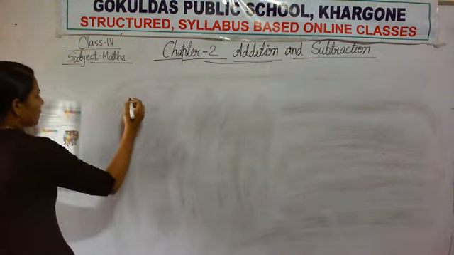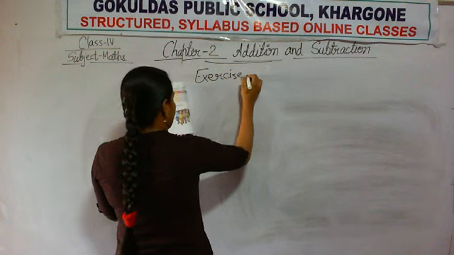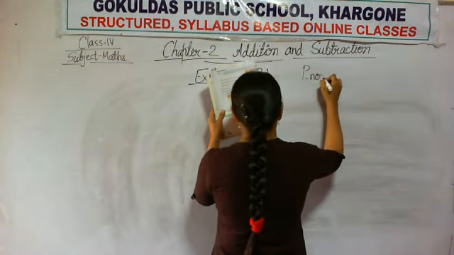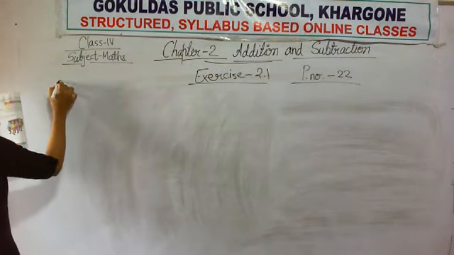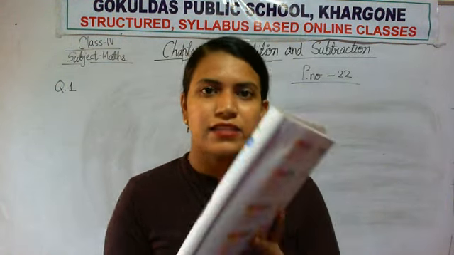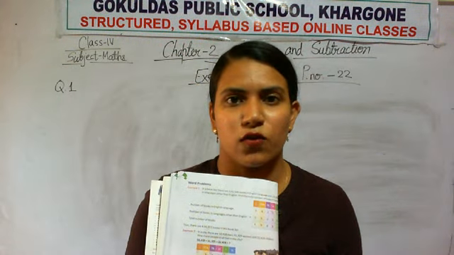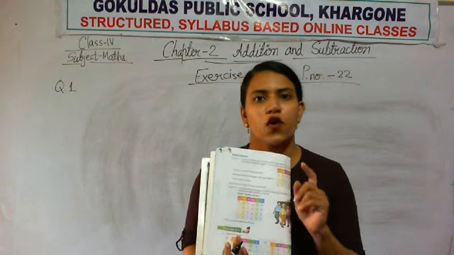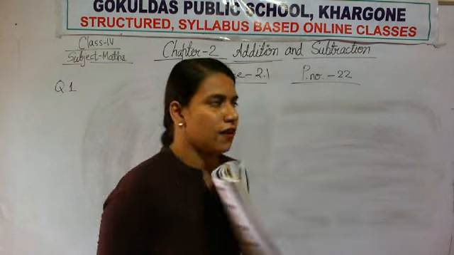So open exercise 2.1, that is on book page number 22. Question 1. Please write in your book using pencil only. Do not use pen in book. It's my instruction to you. Do not use pen in book. Use pencil to write or fill the answer.